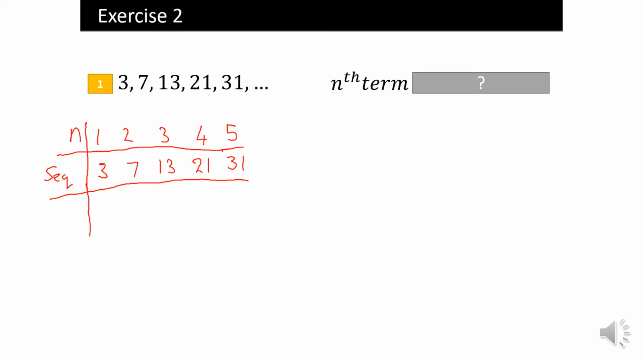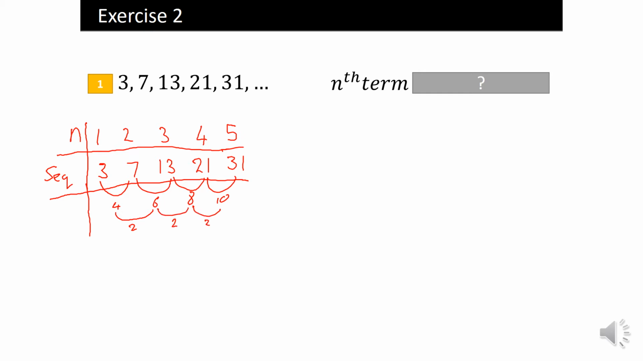And what we're going to do now, we shouldn't really draw a line there, is work out the second difference. So 4, 6, 8, 10. Sure some of you have spotted the pattern already. So second difference, 2, 2, and 2.